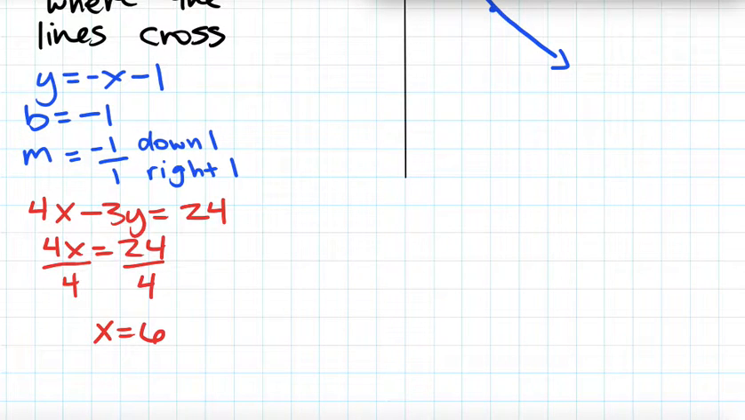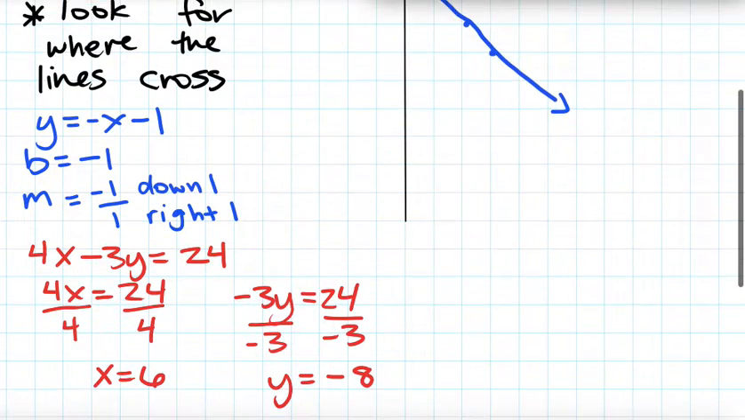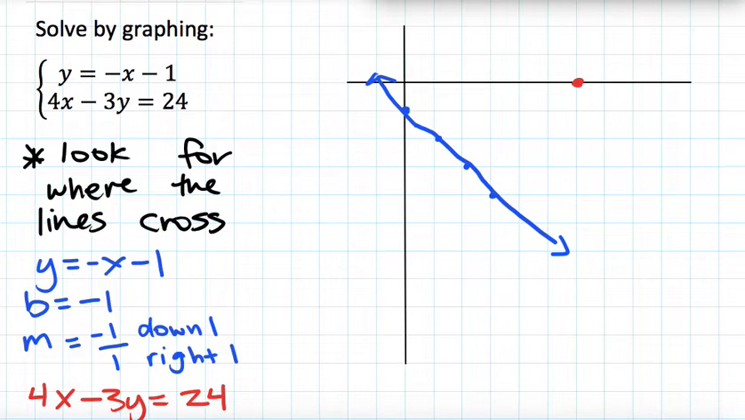Then I need to do the same thing but cover up the x. And when I cover up the x, the equation that I get is negative 3y equals 24. Then I need to divide both sides by negative 3, and that gives me y equals negative 8. So my second point for the red line is going to be on the y-axis at negative 8. So I'm going to plot that, which is all the way down here. Now I'm going to try and draw this red line in as straight as I can. That's not too bad.